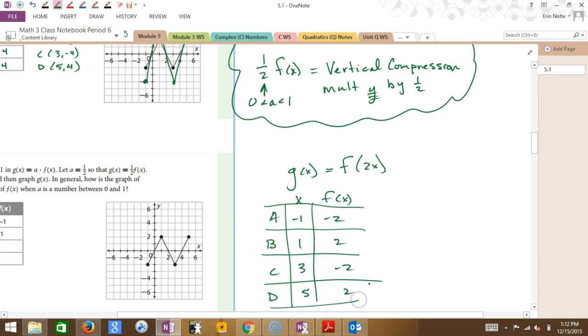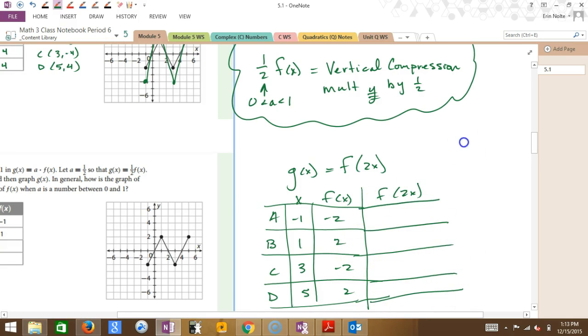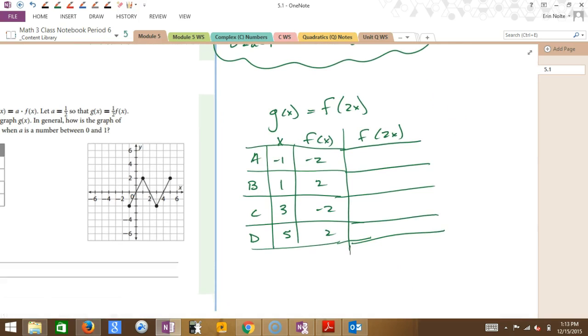Okay, so what's going to happen this time if we do f of 2x? How are we going to do this? Which one are we going to multiply by 2, the x or the y's? The x's. This time we're going to multiply the x's by 2. So if we multiply the x by 2, it becomes negative 2, 2, 6, and 10, right?